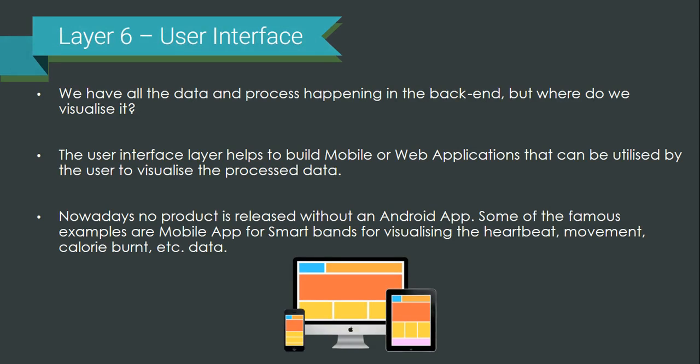Nowadays, most of the products come along with an Android app, and one simple example that I can cite here is all the smart bands that are being sold in the market, which are always supported by a mobile app. It will show you the complete visualization, which includes the heartbeat, the movement, the calories burnt, etc., which is nothing but data. The data, when presented as numbers, will not have any sense. The data, when presented as an appealing chart, will have much more sense for the end user. That is what the user interface is all about.